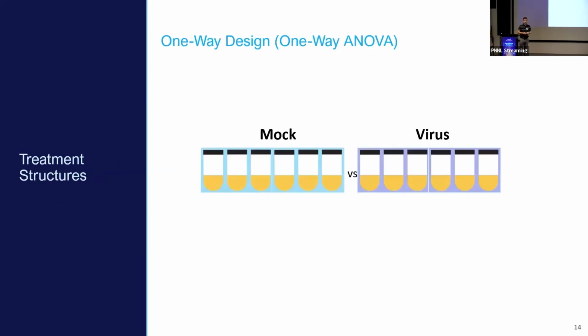So the first thing we're going to talk about then is those treatment structures. One of the major types of treatment structures is called the one-way design or a one-way ANOVA. Basically, a one-way ANOVA is when we are trying to look at one single type of factor. In this case, if we're running the experiment, the question of interest is, do these mock samples have any difference from the viral samples? Because we're only looking at one kind of factor here, which is viral strain, which has two different levels, either mock or virus, we can do a one-way design.